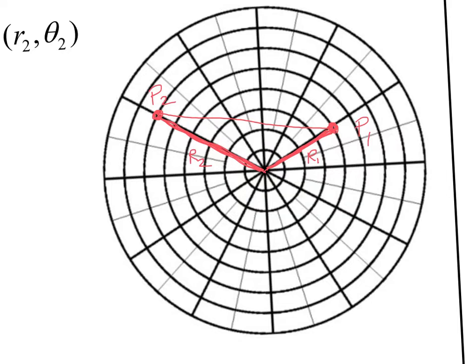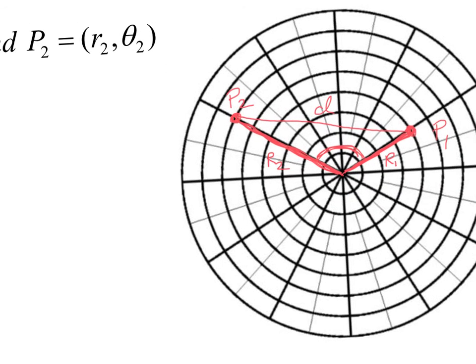So if I want to find this distance between the 2 points, I can just go ahead and do law of cosines to find that length. Now in order to do law of cosines, we know R1 and R2 because those are the radiuses, or the radii, of the 2 points. What we need to find is this angle in between. And in order to get that angle in between, what we're going to do is we will subtract the 2 angles. So to find the angle, we are going to do theta 2 minus theta 1.